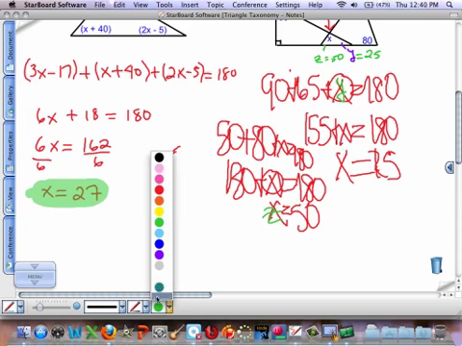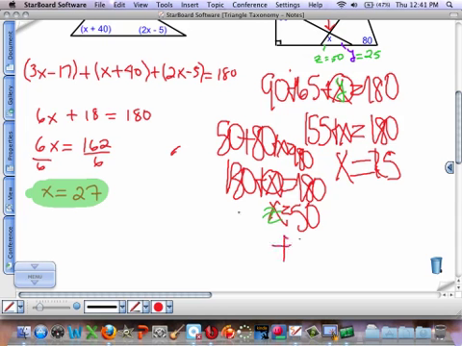Mr. Thomas, I have a question. Go ahead, Mackenzie. For the first one, how she had 90 equals 65, but she got 90 from the triangle. Yeah, because that's that box. Okay. That's what I thought.